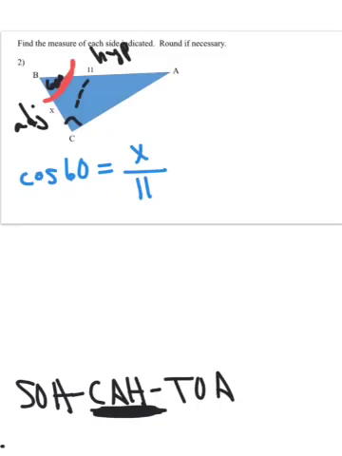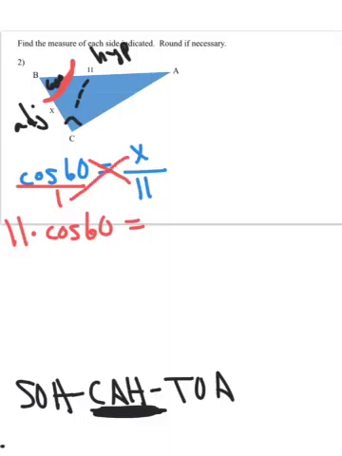In order to solve, we're going to set this up as a ratio. We're going to put cosine of 60 over 1, so we have a fraction, and we're going to cross multiply. So cosine 60 times 11. We're going to say 11 times cosine of 60 equals 1 times X, which is X. X is what we're trying to solve for, so we have that by itself. So we're going to go to our calculator and type this in: 11 times cosine 60. So go to your calculator.